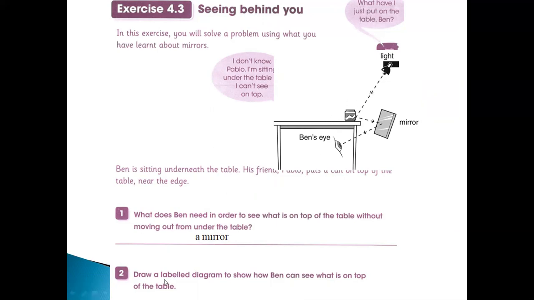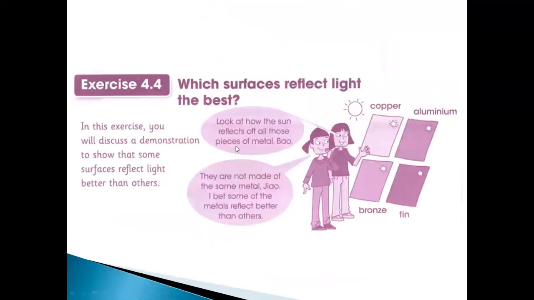Draw a labelled diagram to show how. Here you can see this is the eyes, this is the mirror. So with the use of this mirror he can see the can, and this is the light source on the object, and then it's reflected to the mirror, and then from the mirror to the eyes. Like this he can see.